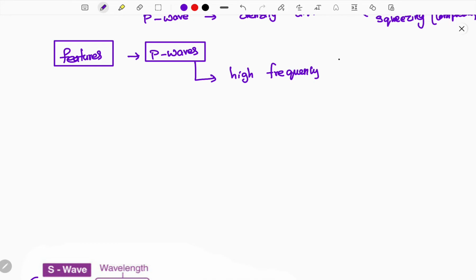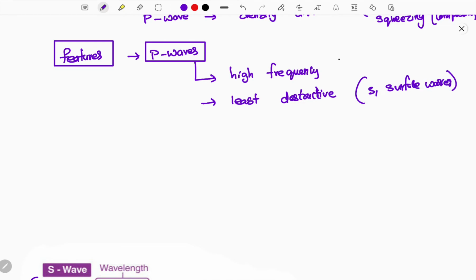So if they ask at any time which is the wave of high frequency, that is none other than the P wave. And also these waves are least destructive, comparatively. Comparatively means when you compare it with S waves, or what we call surface waves or L waves. Okay, you can write it as surface waves.